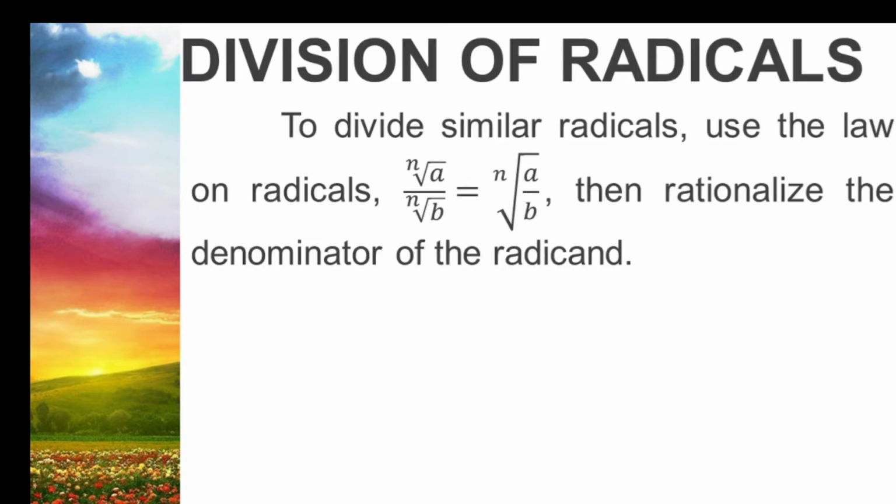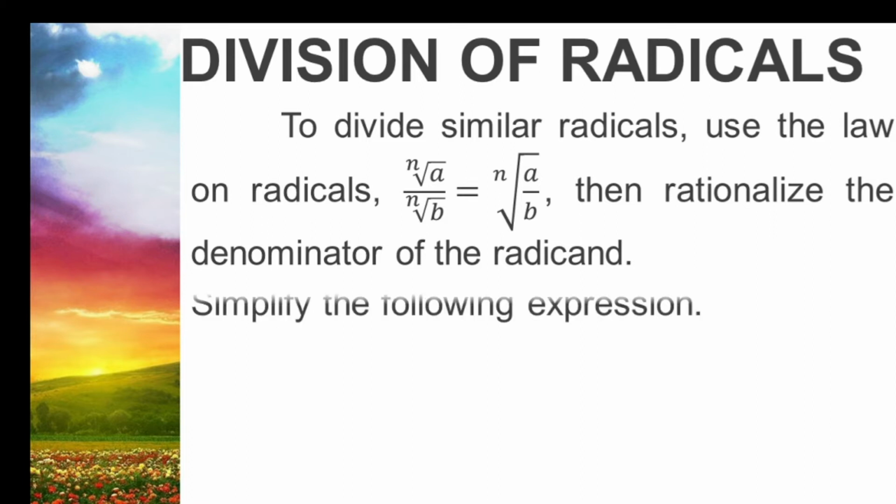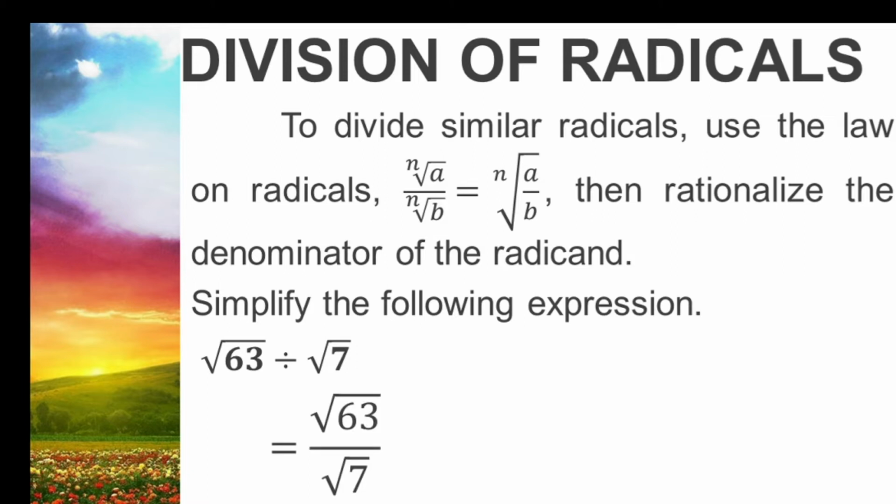In dividing radicals, we use the law on radicals, the nth root of a over the nth root of b, which is equal to the nth root of a over b, and then rationalize the denominator of the radicand. For example, we have the square root of 63 divided by the square root of 7. So we can rewrite this as the square root of 63 over the square root of 7. So we have the square root of 63 divided by 7, which is actually the square root of 9. And the square root of 9 is 3.